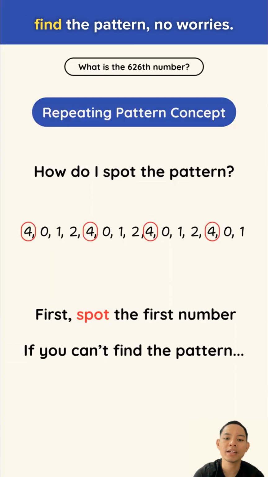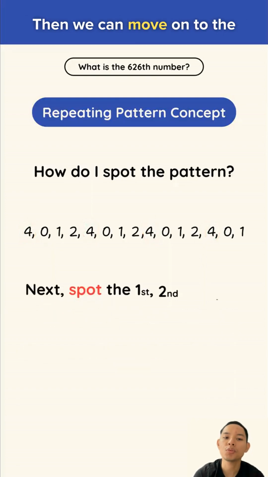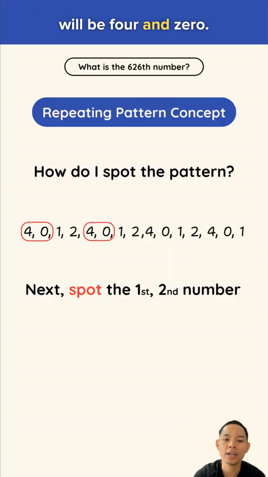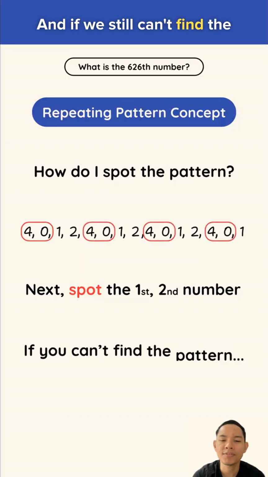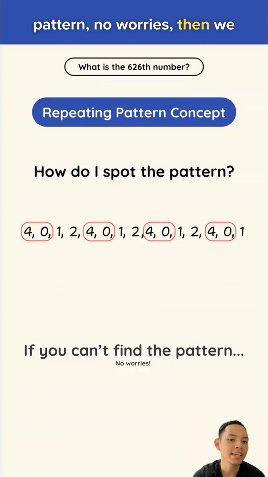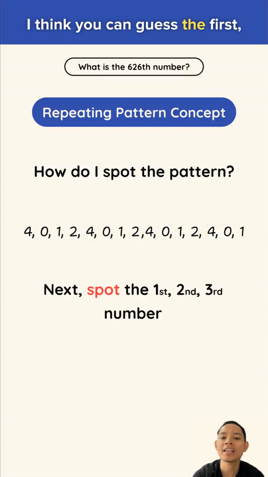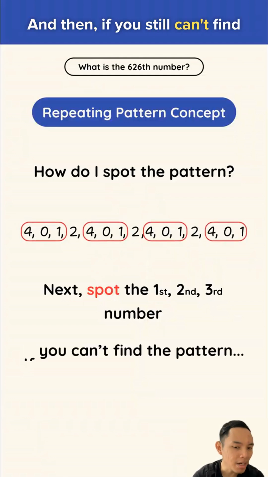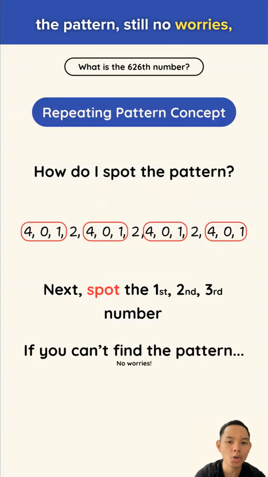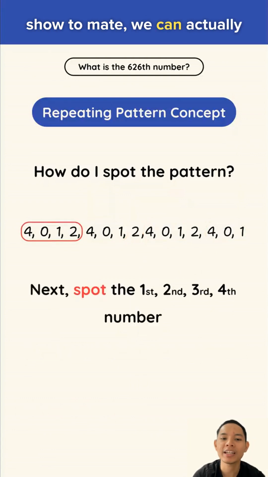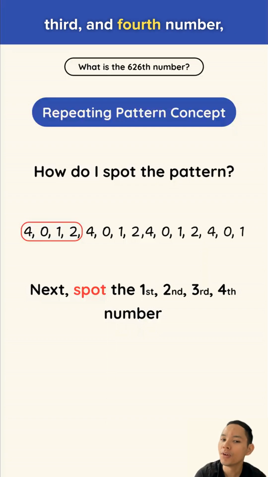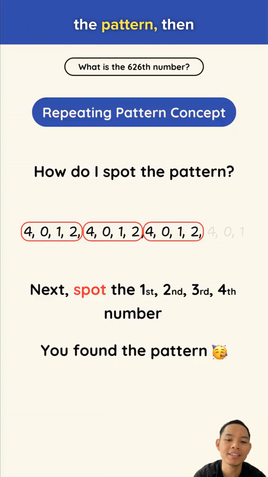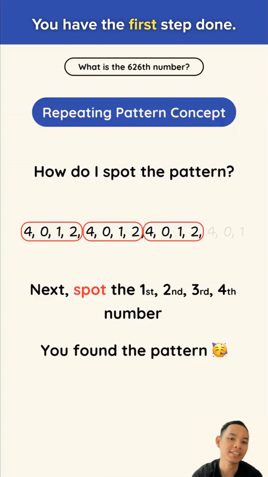If you can't find the pattern, no worries. Then we can move on to the first and second number, which will be 4 and 0. And if we still can't find the pattern, no worries. Then we can move on to, I think you can guess, the first, second, and third number, which is 401. And if you still can't find the pattern, still no worries. We can go for the first, second, third and fourth number, which is 4012. And since you are able to find the pattern, congratulations, you have the first step done.